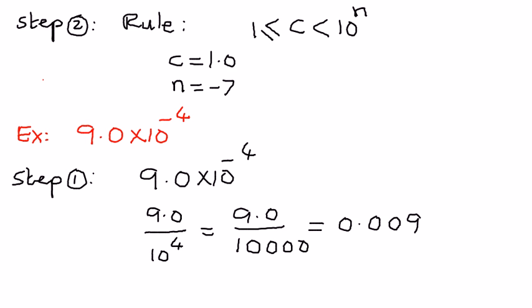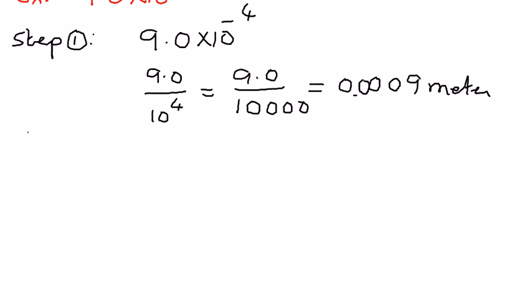This is the 0.000, there is one more zero here. 1, 2, 3, 4 zeros. So 0.0009 meters. So we were given a scientific notation number, and we were able to rewrite it in terms of regular format. So these are also possible. Let us look at one more example, and then we will see how we can express these very small numbers in scientific notation format.